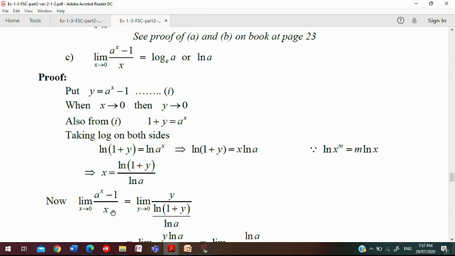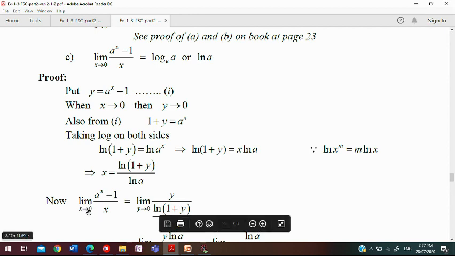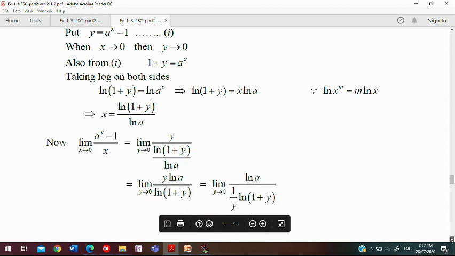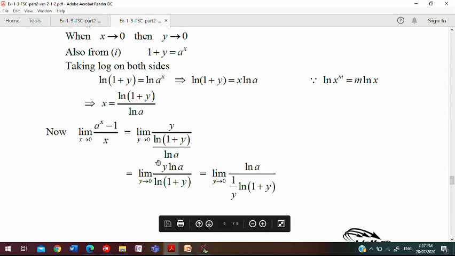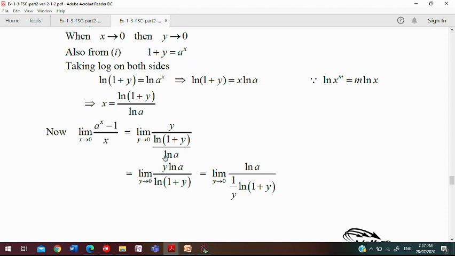So when x approaches 0, according to our supposition, y also approaches 0. Now a^x minus 1, according to our supposition, is equal to y, and the value of x is log(1 plus y) divided by log a. So we have written all our values. Now we apply the limit. Limit y approaches 0, y log a, we have taken this log a over here, y log a into log(1 plus y).